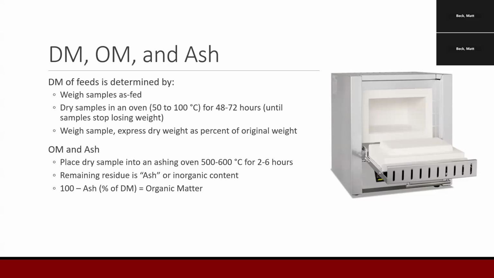So the sample that's left divided by the sample that we put into the oven times 100 gives us dry matter percent, okay? We can take that sample and put it into an ashing oven. So we'll ash that sample at 500 to 600 degrees Celsius for 2 to 6 hours. All the organic matter, so non-minerals, will combust. What you're left with is ash. Okay, so that's an estimate of mineral content. So 100% minus ash tells us organic matter.